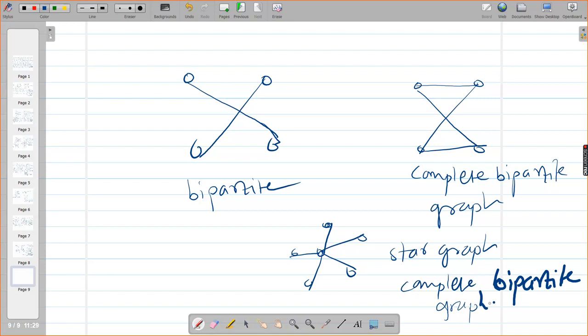So, I think we can stop here. In the next lecture, we will see what is isomorphism.